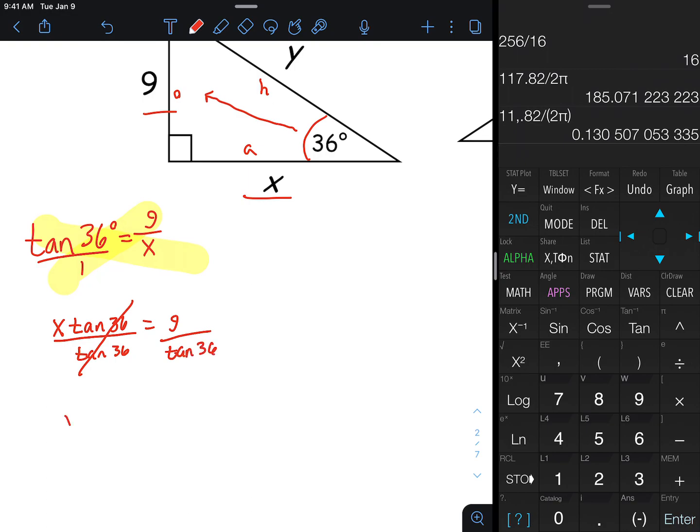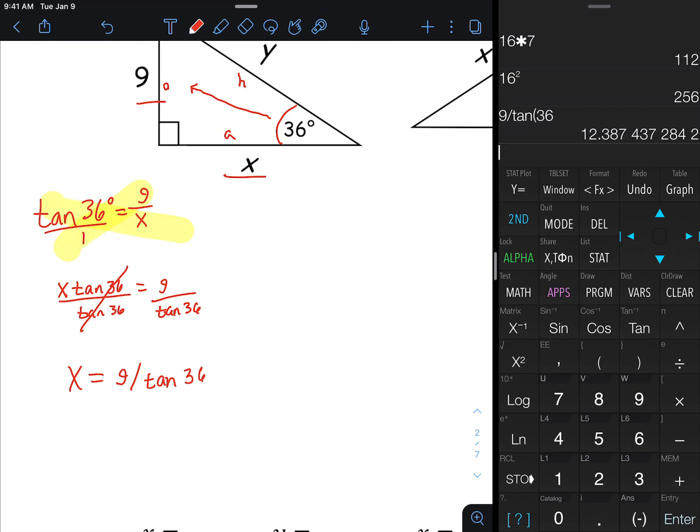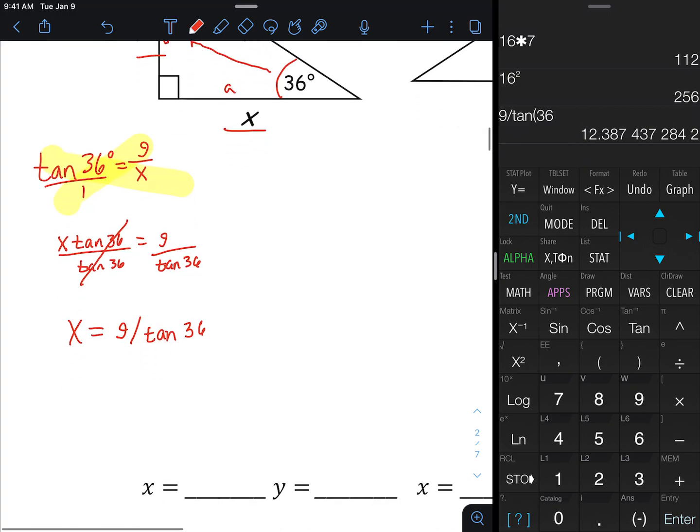So what you're going to type into the calculator is what we call calculator ready form. This is 9 divided by tangent of 36. You don't need to use the fraction function in your calculator. You just type in 9 divided by tangent and then 36. Once again, make sure you are in degree mode, otherwise you're going to get some crazy answers. The calculator's standard mode is radian. So anyways, there's your decimal.